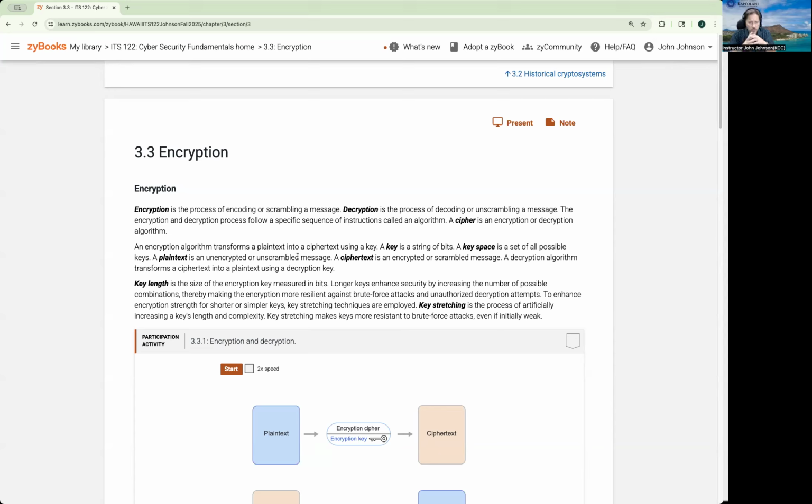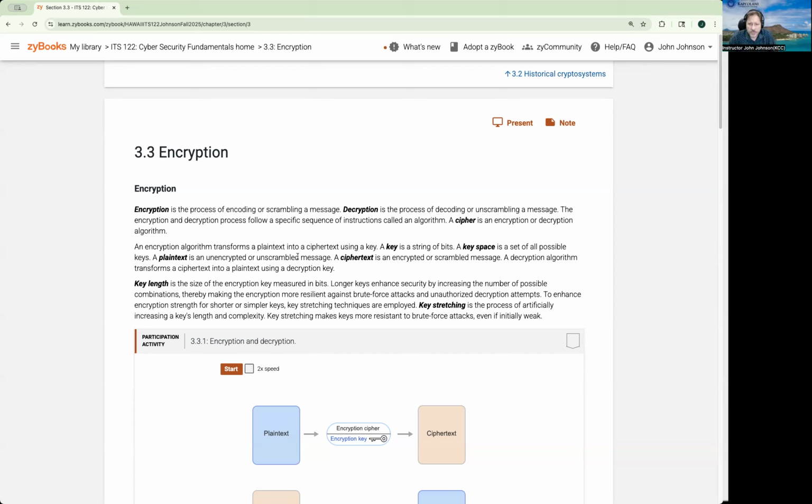So starting and going back over again, we've got encryption. That's the process of taking plain text and turning it into ciphertext. It's encoding or scrambling a message. The opposite of that, the inverse of that, I should say, is decryption, and that's taking something that's scrambled and unscrambling it. So it's decoding it. You can say it's changing ciphertext into plain text.